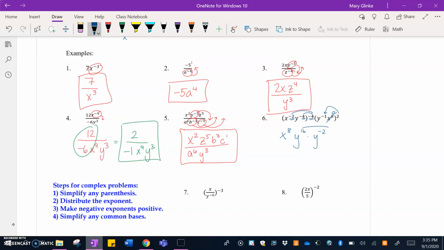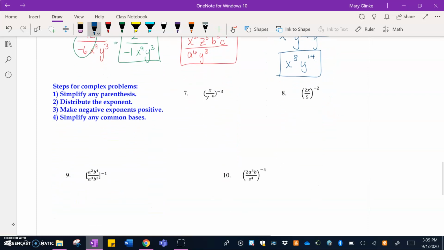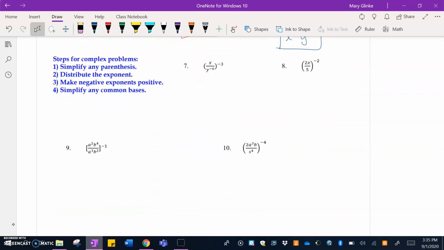Now we're going to combine. So we're going to add together. Since we're multiplying, we add our exponents. So it's x to the 8th and y to the 14th. Some of these problems become very tricky. So what I would do is I would simplify any exponents, distribute your exponent, simplify the parentheses, distribute the exponent, take care of negatives, and then continue on from there.